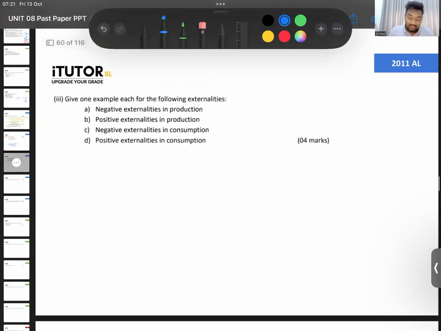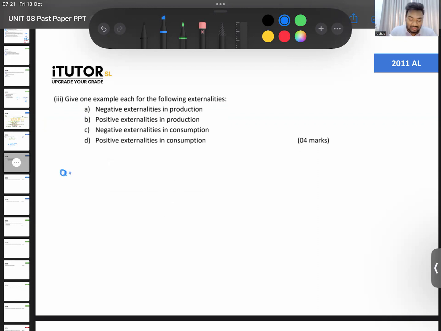Question 3. Give one example each for the following externalities. Very easy, no? First one is negative externalities in production. So what are negative externalities in production? Maybe air pollution due to factory smoke being released. That can be a negative externality. Okay, so I will write only 1 or 2, guys. There can be so many examples.